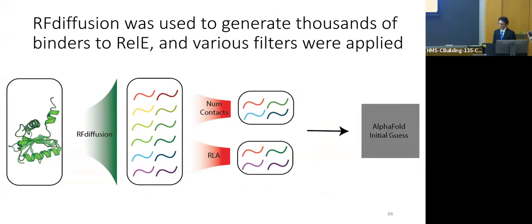So we have RLA as a filter. We've also been working on developing a very simple number-of-contacts filter that is also very cheap and easy to calculate, just like RLA, and also just structure based. Then the idea is to run the filtered designs through the expensive scoring method, like AlphaFold initial guess, and see how many hits you get when you apply these different filters.